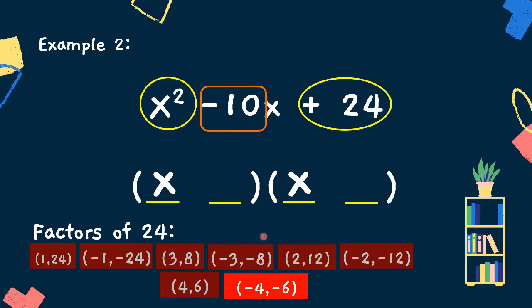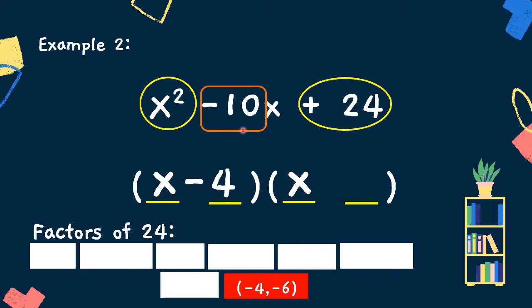So, upon looking at it, these are negative 4 and negative 6. If we add negative 4 and negative 6, it gives us the sum of negative 10. Therefore, the missing factors are negative 4 and negative 6. We now have the factors x minus 4 and x minus 6.